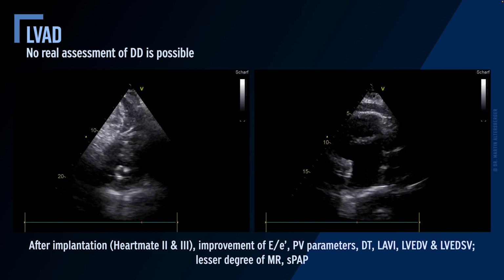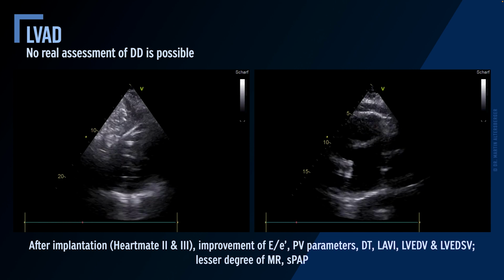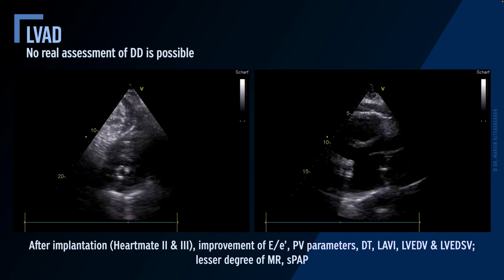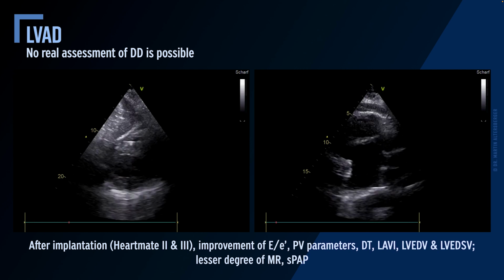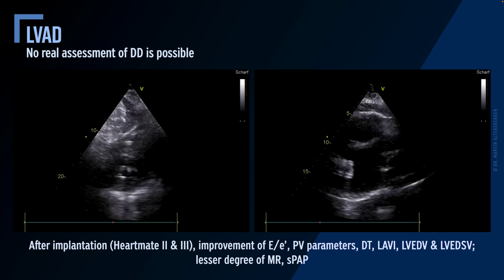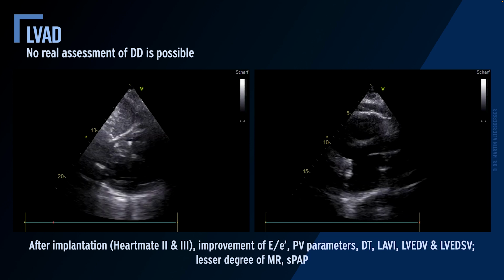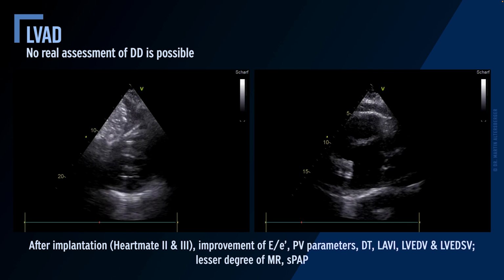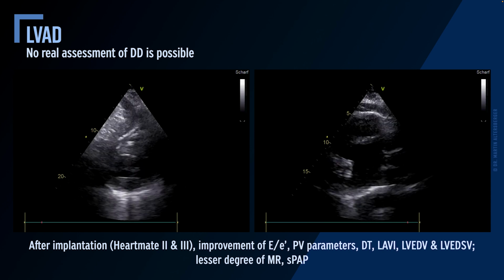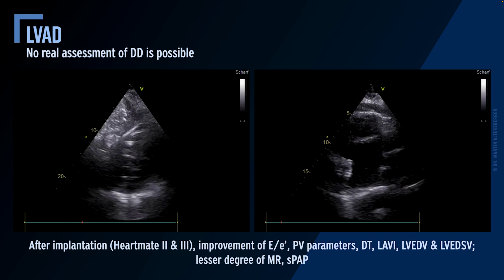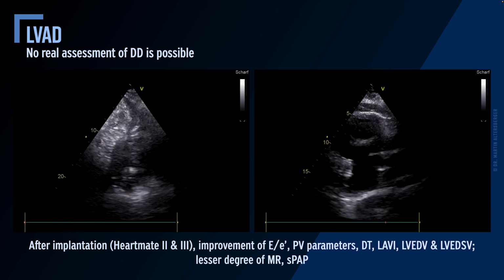Overall, we know that for the HeartMate 2 and 3, there will be an improvement of E to E prime, the pulmonary vascular parameters, deceleration time, LAVI, left ventricular end-diastolic volumes, and left ventricular end-systolic volumes as well. There will be a lesser degree of MR and also an improvement of systolic pulmonary arterial pressures. But we cannot really assess diastolic dysfunction in left ventricular assist devices.